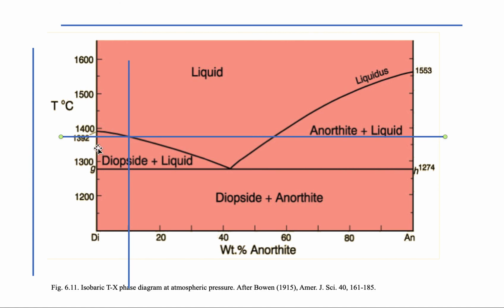Here's 1350, right about that hash mark. There's 1400, about halfway in between, so about 1375. So these are examples of melting in the eutectic system, diopside plus anorthite.